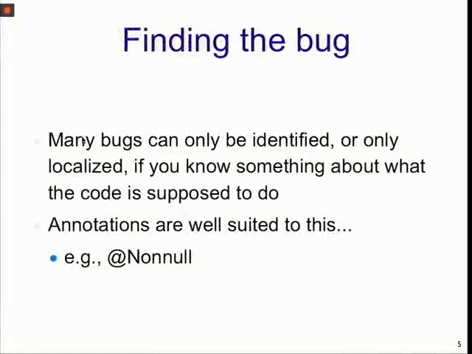And that's important. A lot of bugs can only be either identified or localized to who's responsible for fixing them if you actually know something about what the code's supposed to do. Annotations are well suited to this. One of the most compelling examples is an annotation called non-null, which says that this parameter is non-null. I'm going to assume that most people know what annotations are in Java. They were added to the Java programming language in Java 5 and allow you to define new annotations and put these on things such as method parameters. Whatever tool you use to look at the code can then assign its own meaning to those annotations.